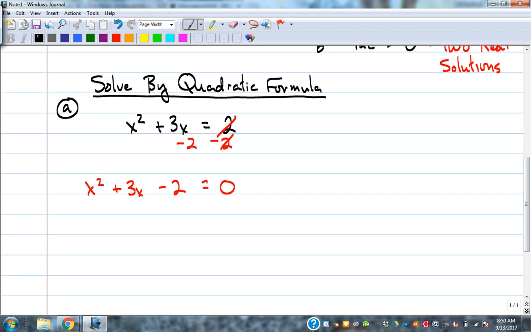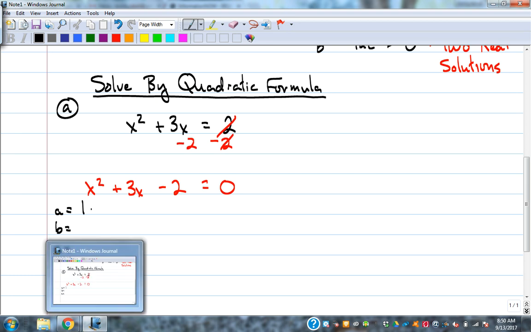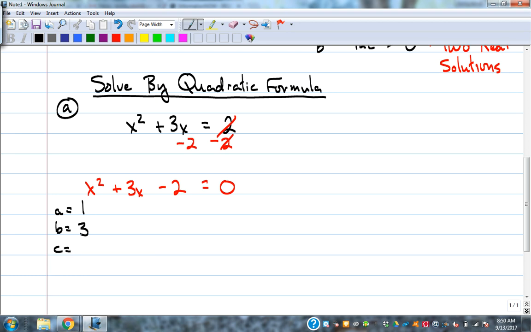Now, in my Algebra 1 classes, I make a list of a, b, and c. And that may help you if you struggle with this a little bit, or maybe didn't do well with it in Algebra 1. But making that list, what's a in this problem? 1. It's the number that's in front of x squared. What's b? 3. That's the number in front of x. And then c, negative 2. It's the constant on the end. Okay. And again, remember, it's got to be equal to 0 before we can do that. So if we've got a, b, and c, then we can take that and find the discriminant.